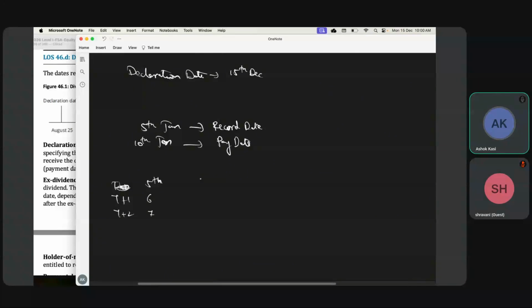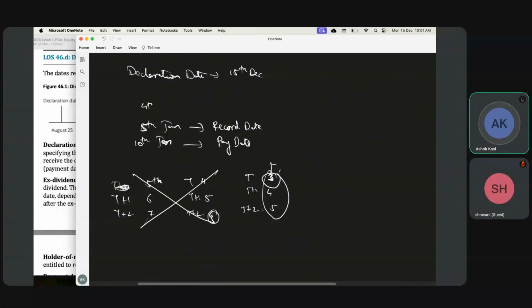So the buyer should enter into the trade earlier. If he is entering into the trade on 4th, then T+1 is 5th, T+2 is 6th, and 6th is also late, because on 5th he should be the owner. If he enters into the trade on the 3rd, then T+1 is 4th, T+2 is 5th. So now he is becoming the owner. So 3rd or before 3rd, any date is fine. 4th onwards, it is not acceptable.